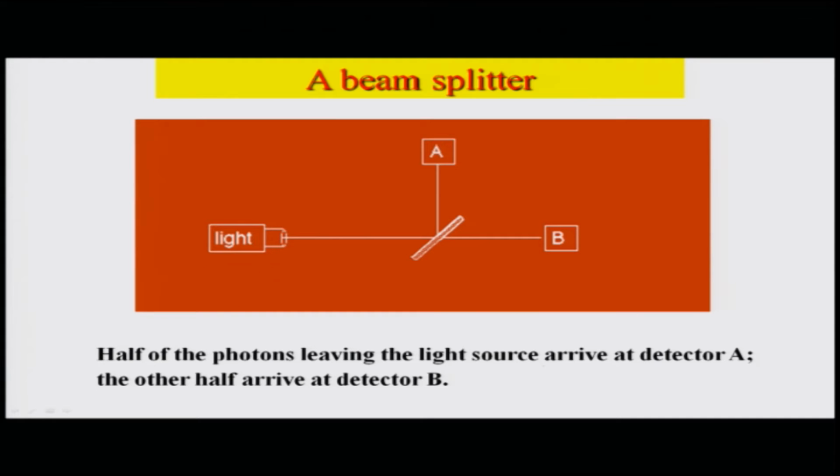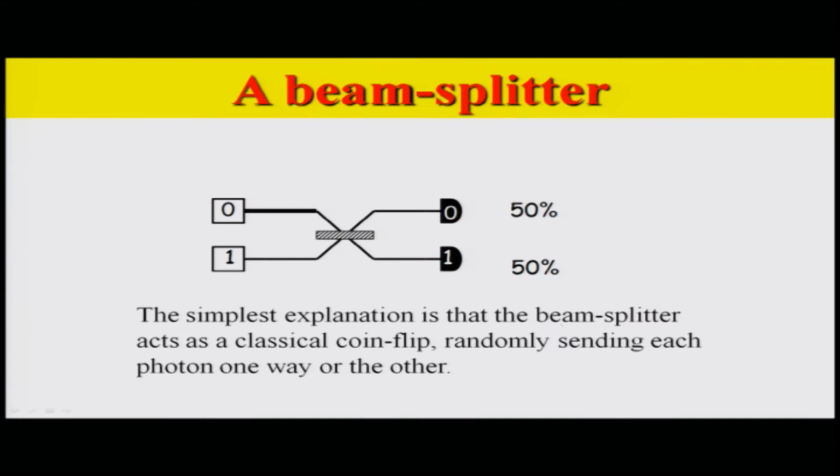Half of the photons leaving the light source arrive at detector A, the other half arrive at detector B, if we are using a beam splitter which is more often known as the 50-50 beam splitter. Basically 50% should go in one direction and 50% on the other side. So, the simplest explanation is that the beam splitter acts as a classical coin flip, randomly sending one photon one way or the other. That is one way of looking at it.